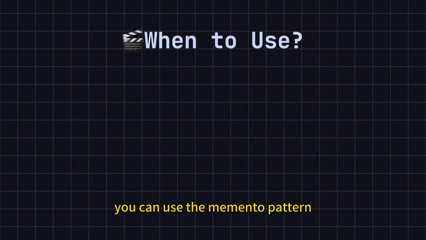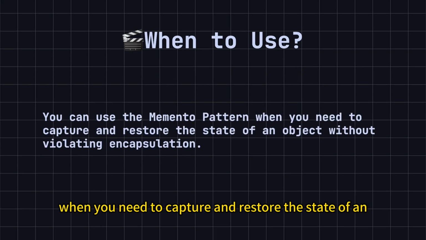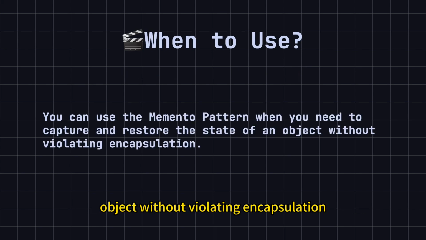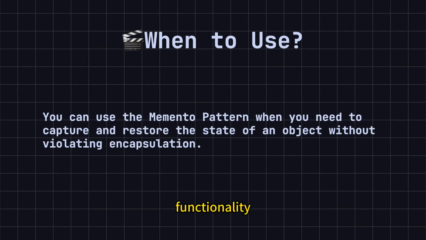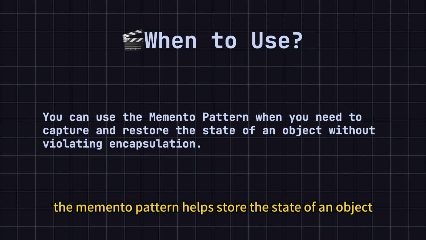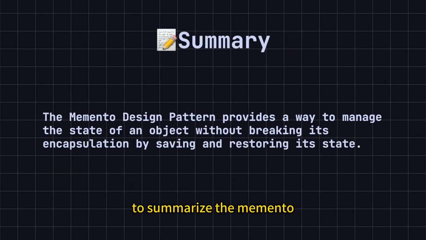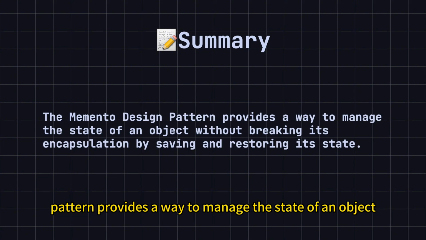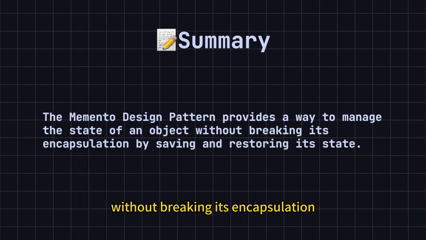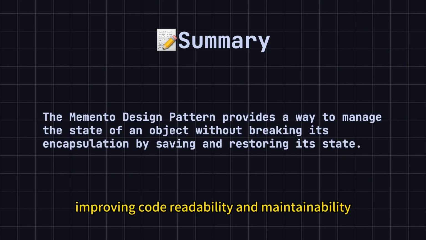You can use the Memento pattern when you need to capture and restore the state of an object without violating encapsulation. For example, it's beneficial when implementing undo-redo functionality. The Memento pattern helps store the state of an object and restore it when needed. To summarize, the Memento design pattern provides a way to manage the state of an object without breaking its encapsulation by saving and restoring its state. In actual development, the Memento pattern can help us create more flexible and maintainable systems, improving code readability and maintainability.